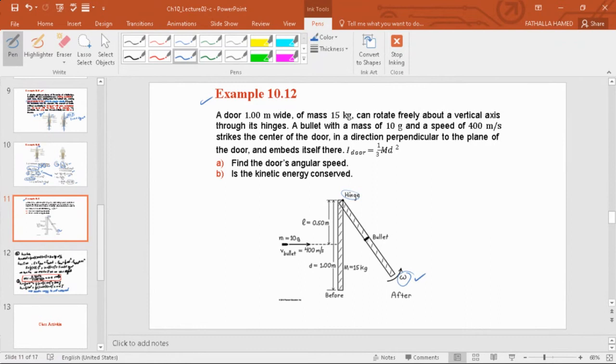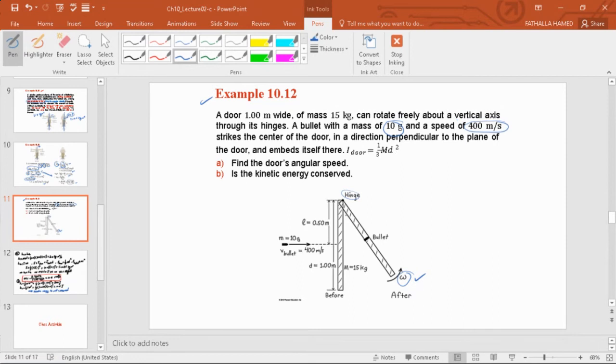So a door 1 meter wide, mass 15 kilograms, can rotate freely about a vertical axis through its hinges. A bullet with mass 10 grams and a speed of 400 meters per second strikes the center of the door in a direction perpendicular to the plane of the door and embeds itself there.